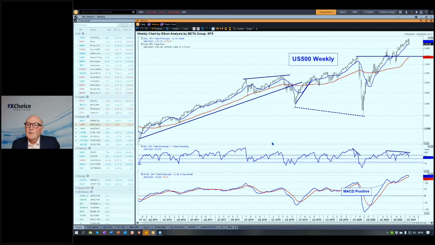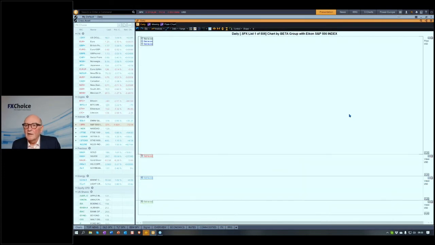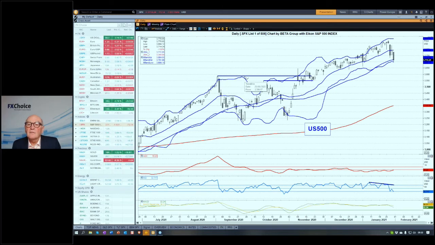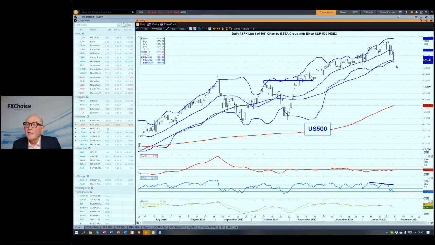Okay, so here we've got the US 500. Fantastic bull market. MACD is still positive on the weekly, but we had a significant down week last week. So here it is, down, and we look as though we're headed back to test the resistance, which is now support, at the 3,590 area here. But back in here, this is not strong support, so we can go down.